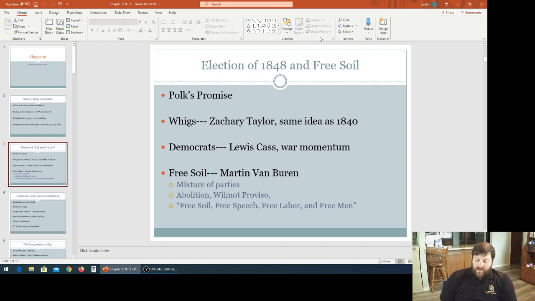They want to let the whites have the land and keep the blacks out. Don't have to discuss slavery if it's not allowed. The Free Soil Party was a mixture of several different parties. They nominate Martin Van Buren.